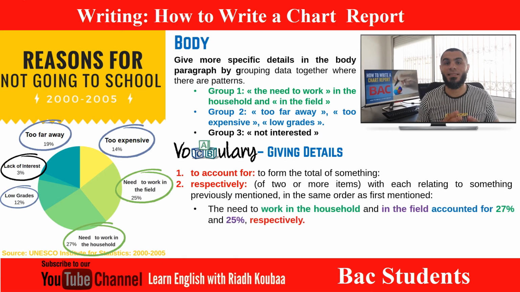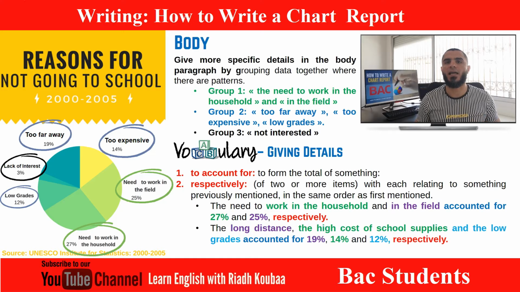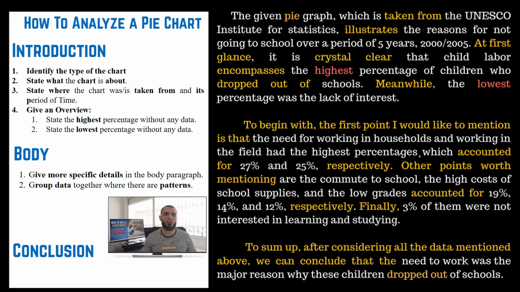For example, I can say the need to work in the household and the need to work in the field accounted for 27% and 25% respectively. So 27% goes for working in the household and 25% goes for working in the field. I can also say the long distance, the high cost of school supplies, and the low grades accounted for 19, 14, and 12% respectively.